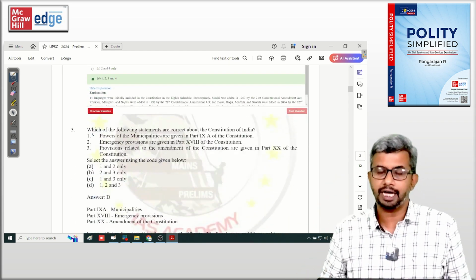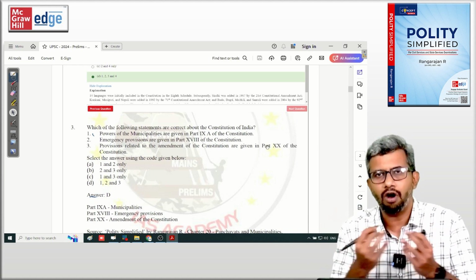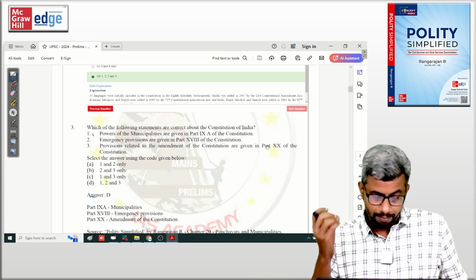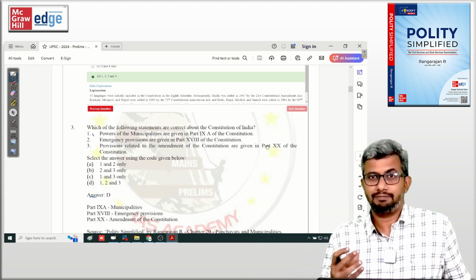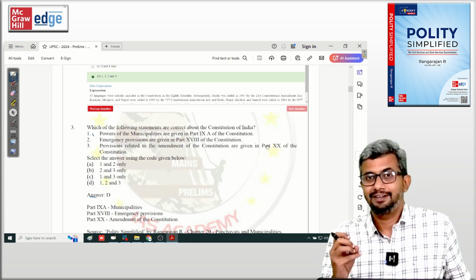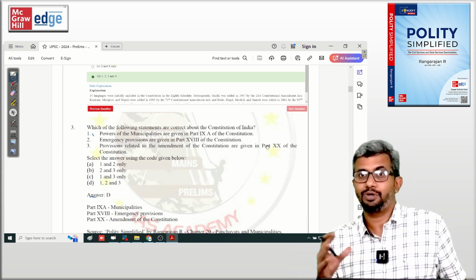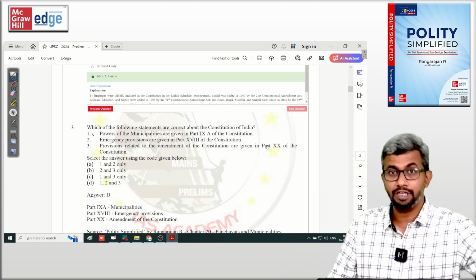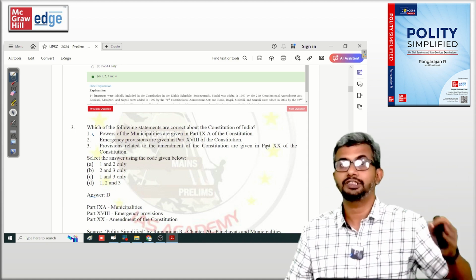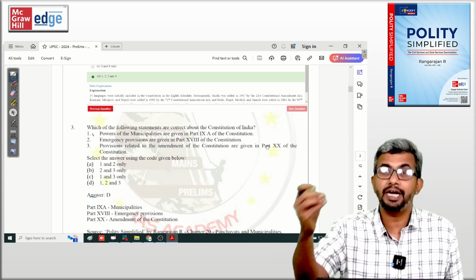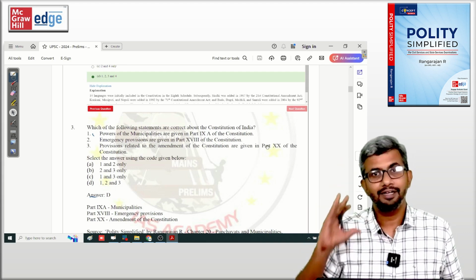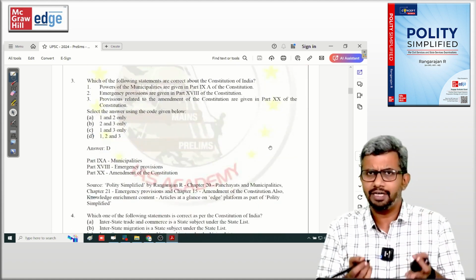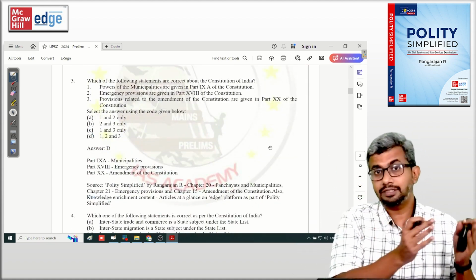Which of the following statements are correct about the Constitution of India? Straightforward, all 3 are correct. So usually UPSC does not ask article number based or part based questions, but this is a slightly unexpected question in that sense, but not very difficult things to remember, right? Part 9 panchayats, part 9A municipalities, part 18 emergency provisions. In the unitary features chapter it will be covered. In emergency provisions chapter it will be covered. Amendment of the constitution is a separate part under part 20 for article 368, right? So all 3 are correct and the answer is D, and this is covered both in the chapters as well as in the Edge content.